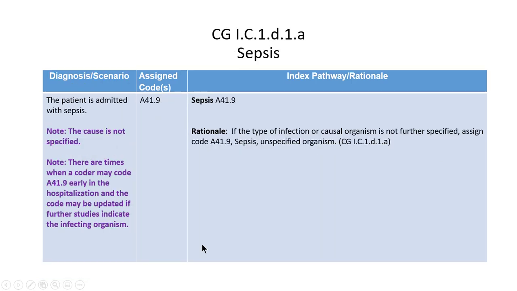Patient is admitted with sepsis. The cause is not specified. So there are times when a coder is going to code this A41.9 early on, and then later on when it becomes possible to identify the organism that's causing the sepsis, you would change the code to something that's more accurate. This guideline is just telling us if you don't know what's causing it, you're going to assign the A41.9.